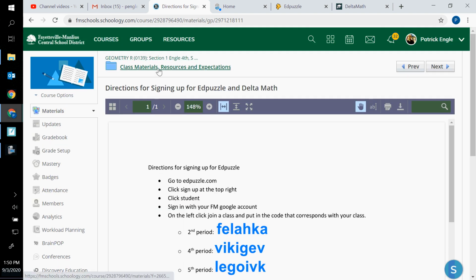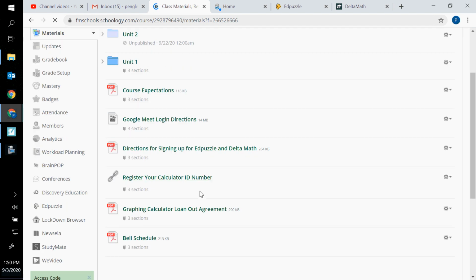All right, so the next few things I want to go through are calculators. So everyone needs to have a TI Nspire calculator for this year. If you have your own, you can click on this link here where it says register your calculator ID number. It'll be a Google form, and you'll put in all your information about your calculator. That way, if for some reason it gets lost during the year and we find it, we can look at the ID number and get it back to you. So that's a good idea to put that in.